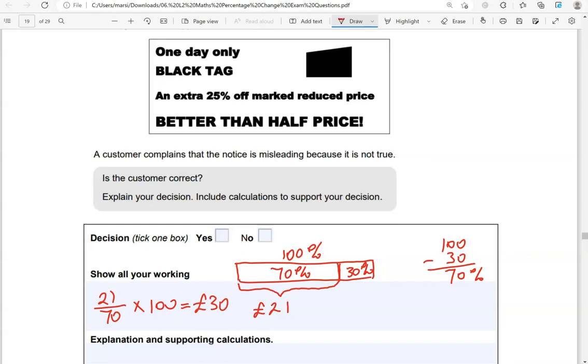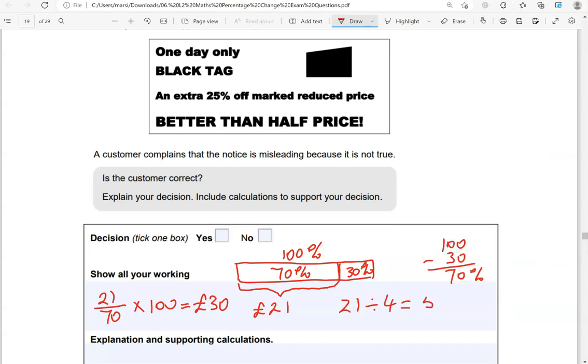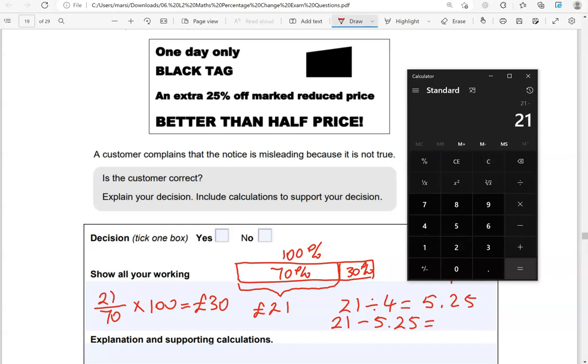And then we had a 30% discount, so the new price of the item became £21. Now after this, we've got a 25% discount. So 25% of the £21, not of the £30. 25%, we know that's a quarter, so to work out a quarter, we go 21 divided by 4, which is 5.25. So if we take away 5.25 from the £21, it should give us the new price after the second discount, which is £15.75.